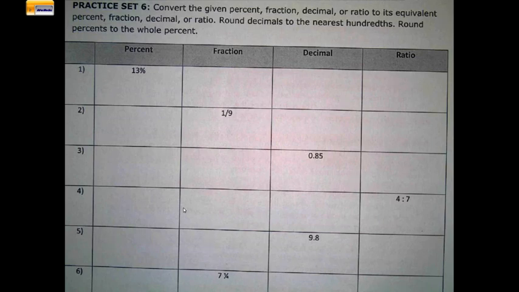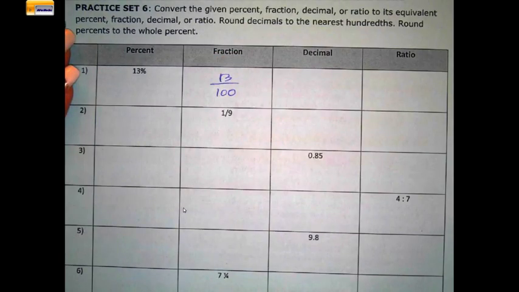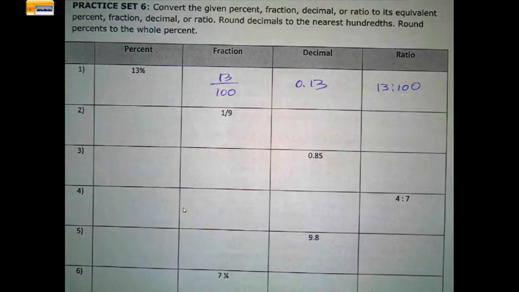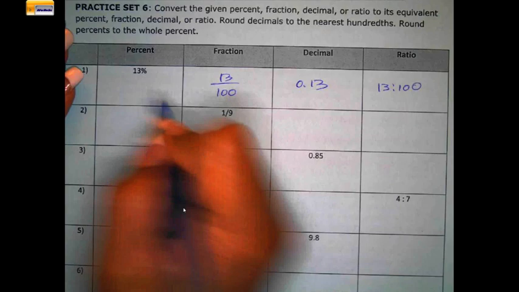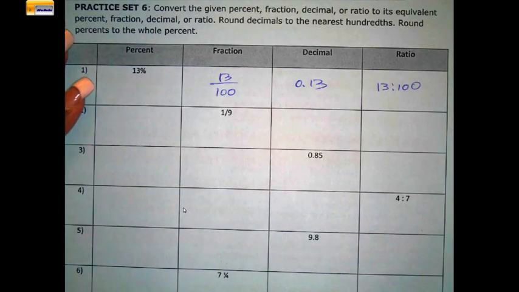Shouldn't be a problem. So, on number 1, I gave you 13%. What's the fraction? Thank you. What's the decimal? Thank you. What's the ratio? Any questions? On number 2, I gave you a fraction. What's the percent? How much? Did I tell you guys to round it to the whole? Oh, I did. I would not have done it, but.